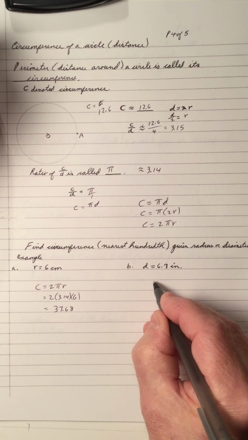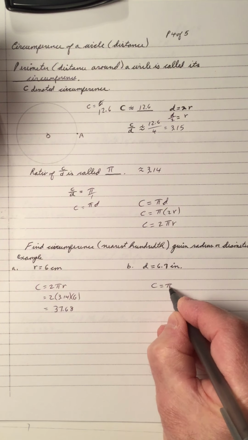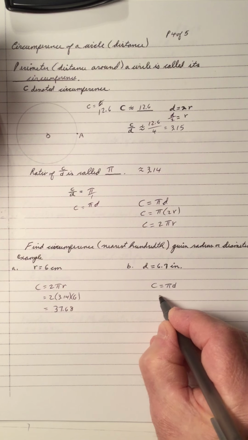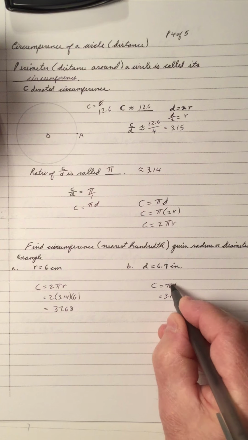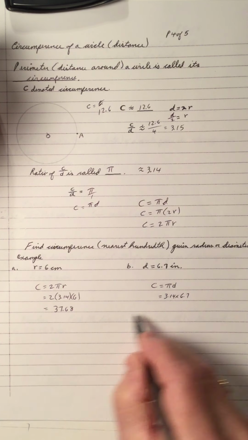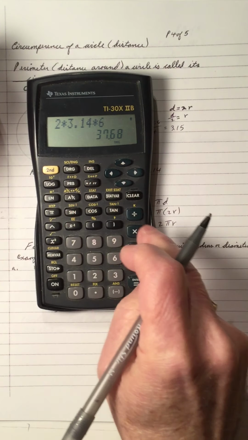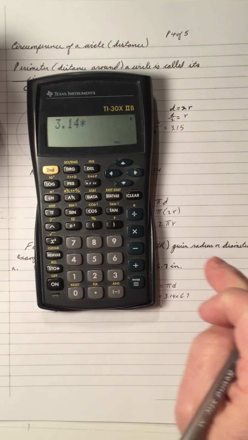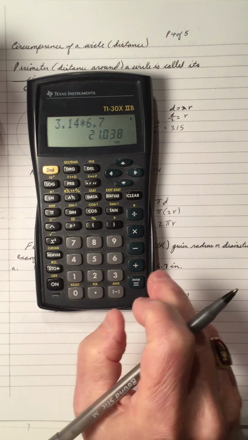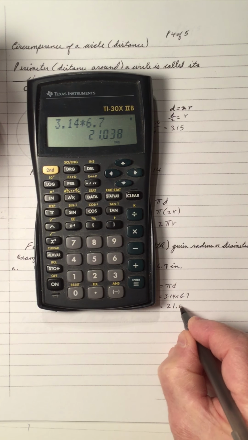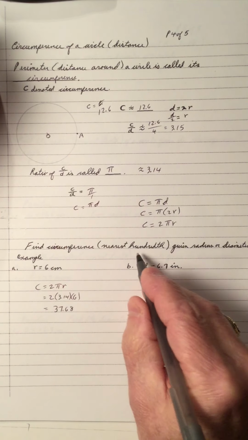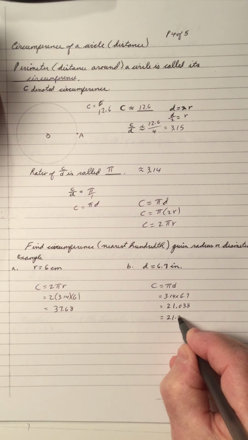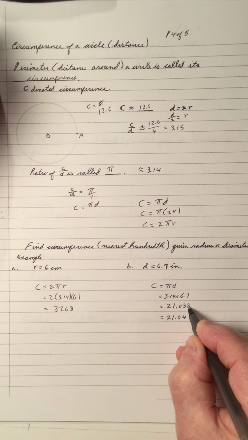And d is 6.7, so circumference equals pi d. And that's 3.14 times 6.7. When you multiply that out on your calculator, 3.14 times 6.7, I get 21.038. And if you round that off to the nearest hundredth, it's 21.04. This number is 5 or greater, so you add 1 onto the 3, you get 4, and the 8 becomes a 0.